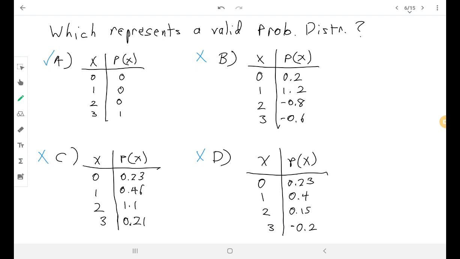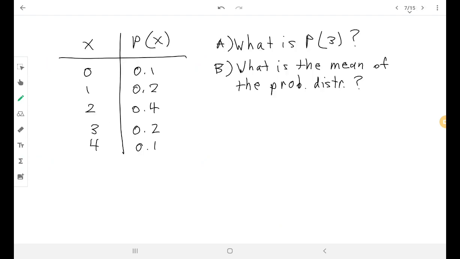And let's move on to the next question. What is the probability of getting a 3 here? Well, you just pair them up, kind of like points on a graph. When you see them on a table, you just pair them up. So the probability of a 3 is 0.2, or you might say 20%. Or you might say 1 out of 5 if you really know your stuff, right?